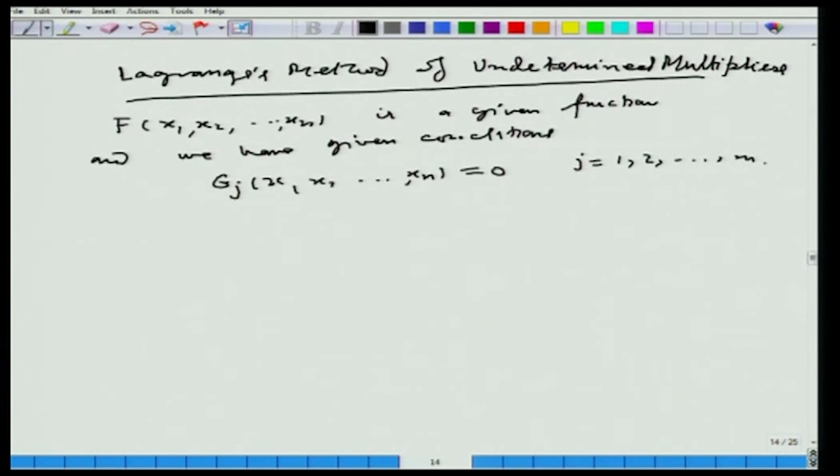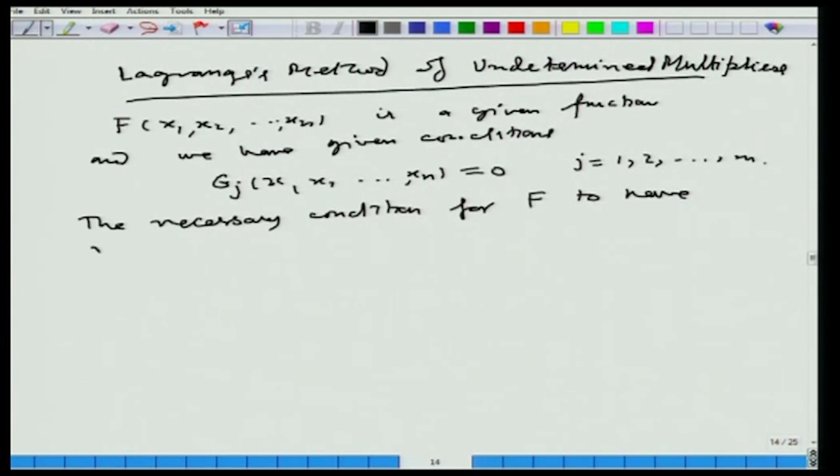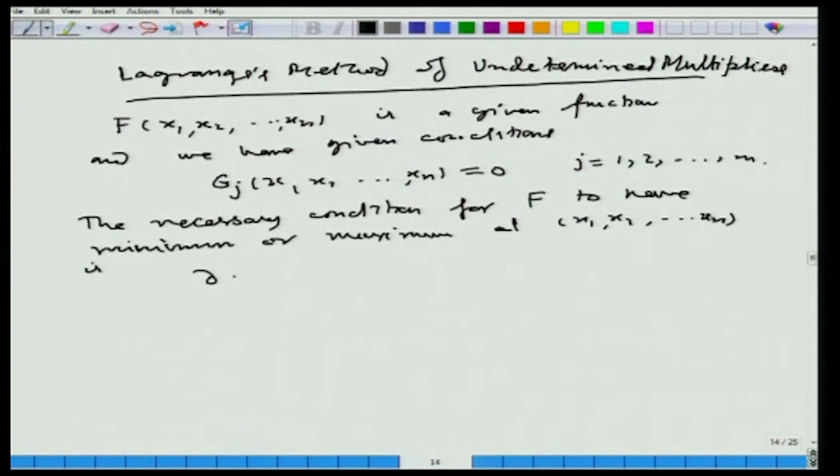Then the necessary condition for f to have minimum or maximum at x 1, x 2, x n is that del over del x i of f plus summation j equal to 1 to m lambda j g j, this is equal to 0 at x 1, x 2, x n.